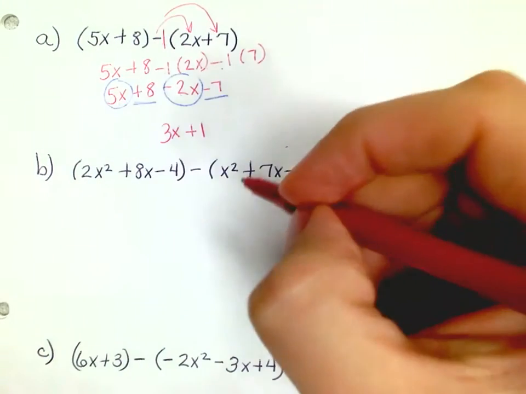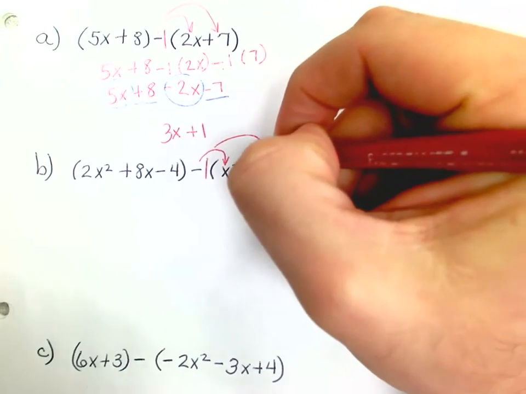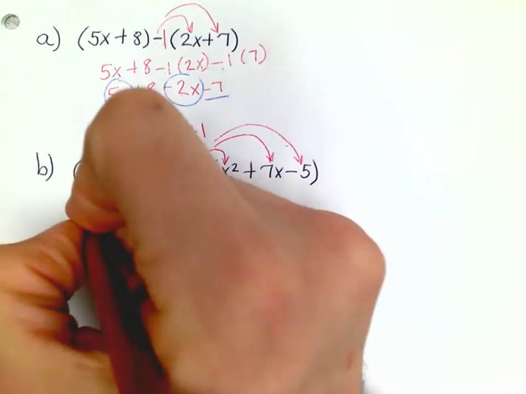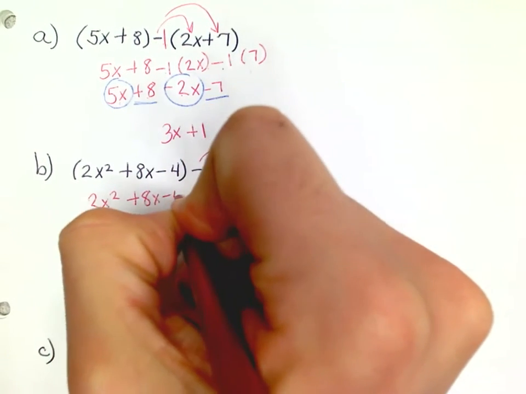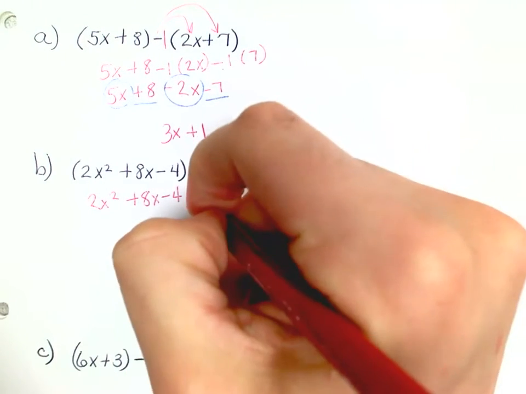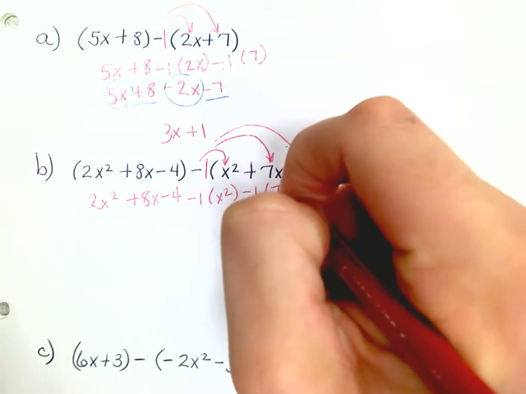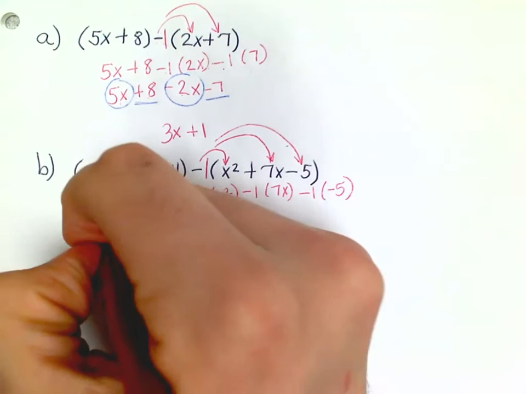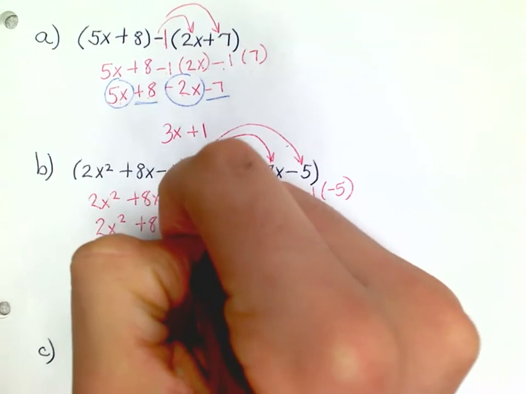We have that negative 1 right there in front, and we want to distribute to everything inside the parentheses. So when we do that, let's copy that first term on down. That first term was 2x squared plus 8x minus 4. Let's distribute that 1 across. We have negative 1 times x squared minus 1 times 7x minus 1 times a negative 5.